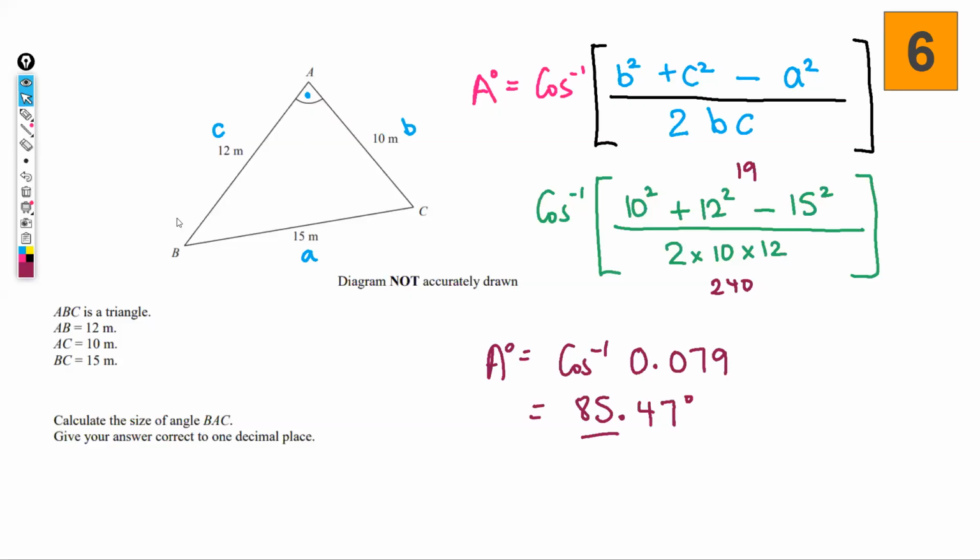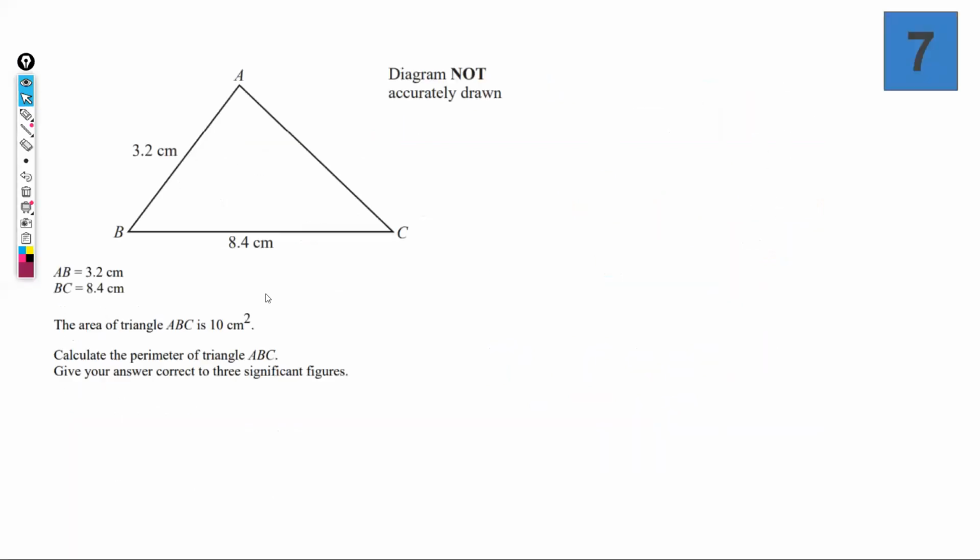Last question for the day. Last question. All right, so this one here, it's a nice question at the end of class today. It's a pretty easy question.